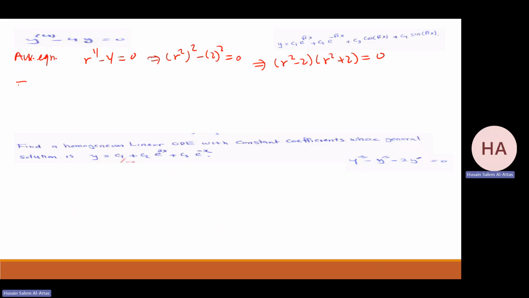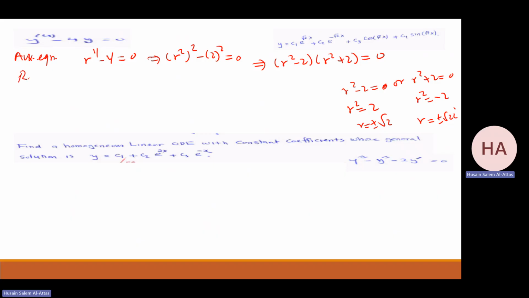And this one, r square minus 2, let me solve them each one aside. R square minus 2 equals 0, or r square plus 2 equals 0. These quadratics I can deal with easily. So you have r square equal 2, so r equals plus or minus square root of 2. This one, I have r square equal minus 2, so r equals plus or minus square root of 2i.